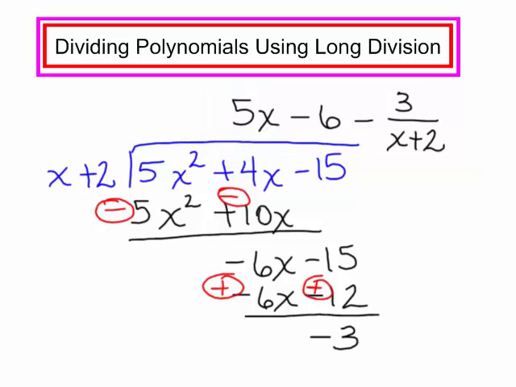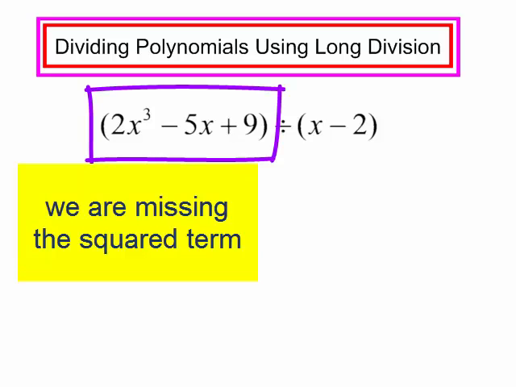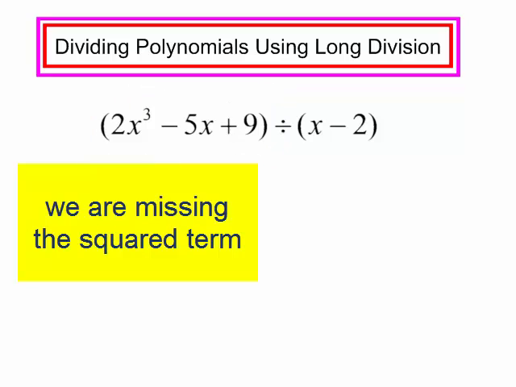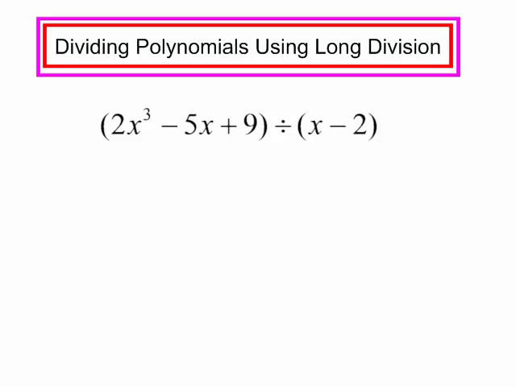Let's try one more. I have 2x cubed minus 5x plus 9 divided by x minus 2. Do you notice anything about this first trinomial? Do you notice that we are missing an x squared? I need to write this in standard form, so I need to use a placeholder to help me with this problem. My dividend is 2x cubed minus 5x plus 9, so I'm going to also write 0x squared.